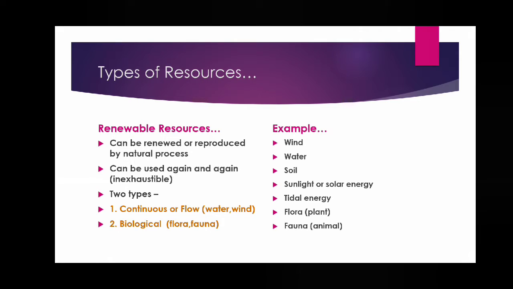But what is the difference between continuous and biological? Continuous means it is not going to be finished, it is continuously available, there is no interruption in the availability of that type of resource. But biological means if you are doing three mistakes: misuse, overuse and exploitation, then biological resources can be finished in the coming days. But if you try your level best to save them, then you can regenerate them, you can reproduce them, you can renew them. That's why these are also renewable resources.